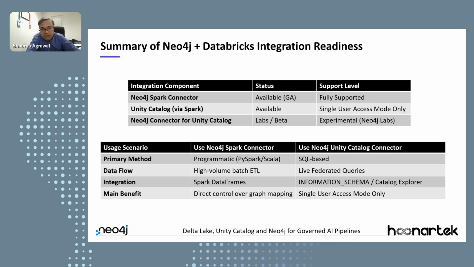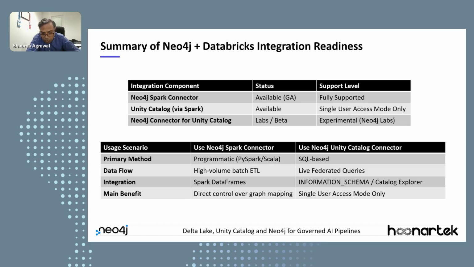Different people have said that it is almost ready. I personally felt that it is still in a pre-beta stage per se. Now, the main difference is the Neo4j connector to Unity Catalog is SQL based. The old connector was using PySpark, so it was Spark based technology. So that's the main difference.